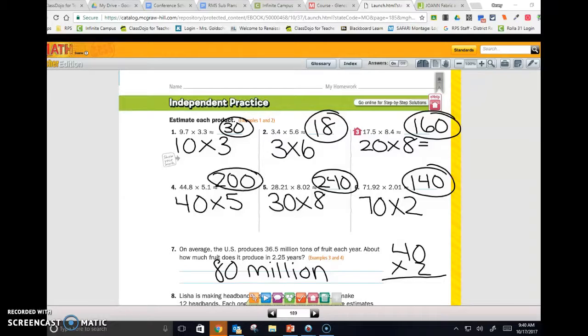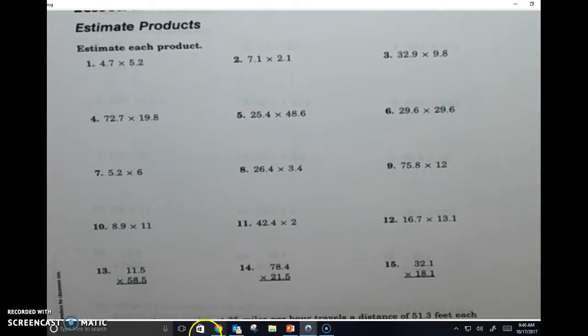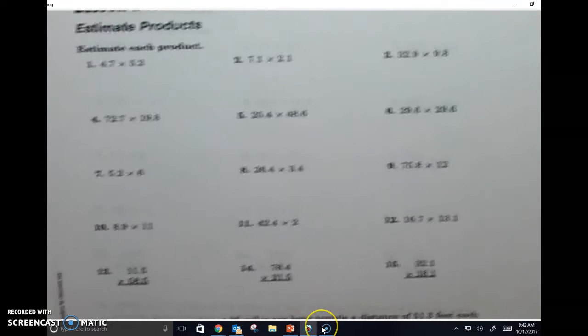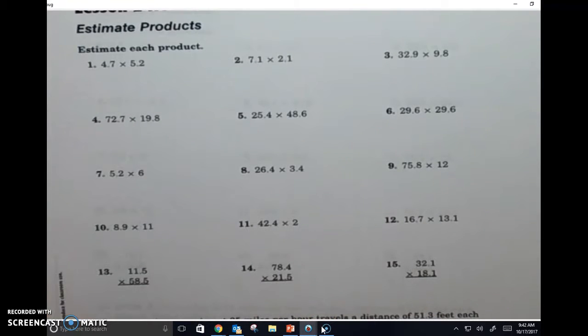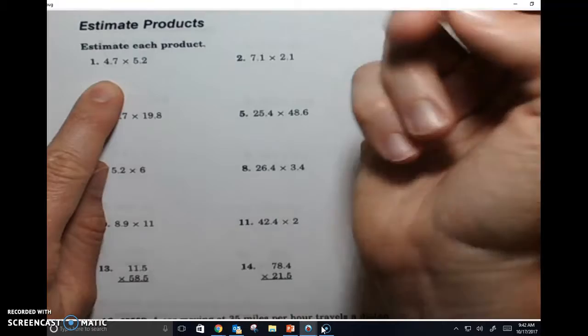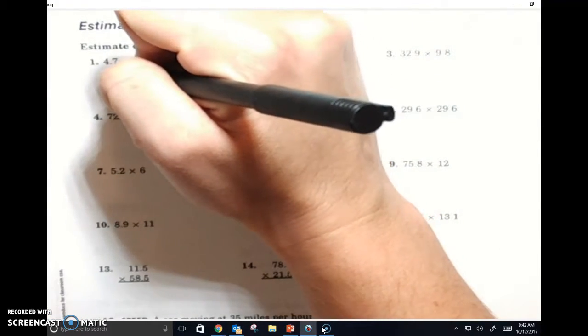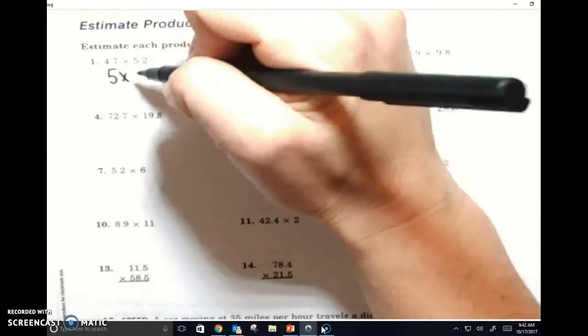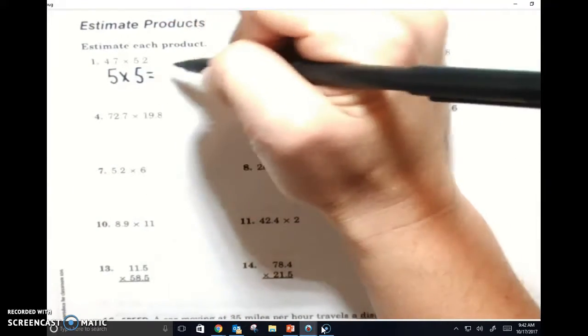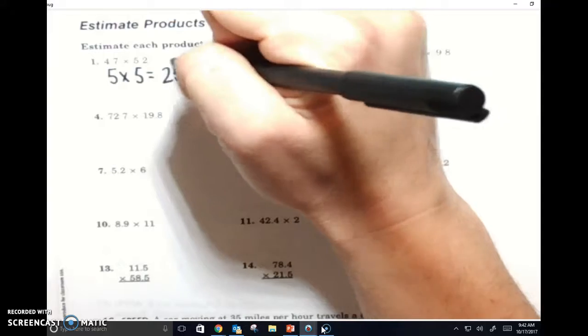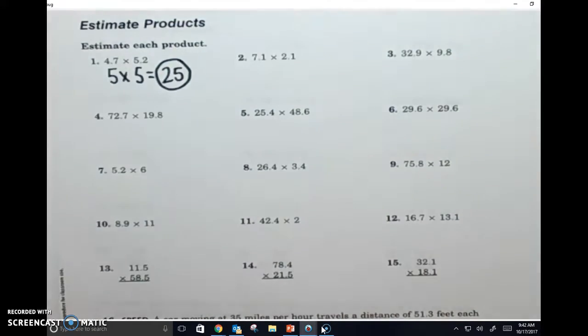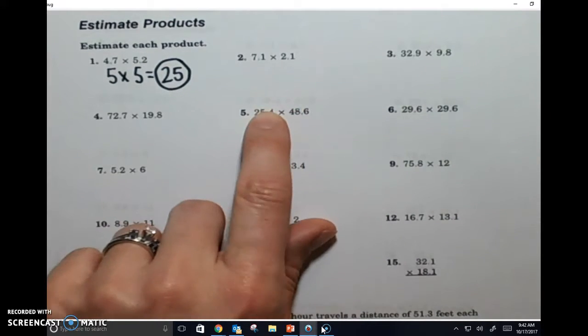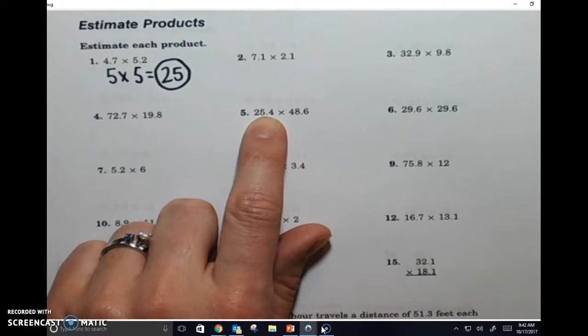so this is what your worksheet is going to look like. Okay, on the first part, I'm going to do this one with you. So I'll leave it up on the board for you. 4.7 is going to change to 5. 5.2 is going to be 5. So we get a 25. That one's easy, right? Remember, as you get into the double digits, you're going to round to the nearest 10, right? Yes.